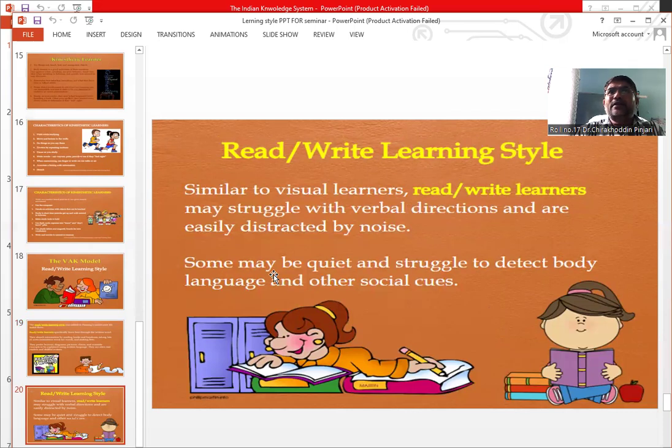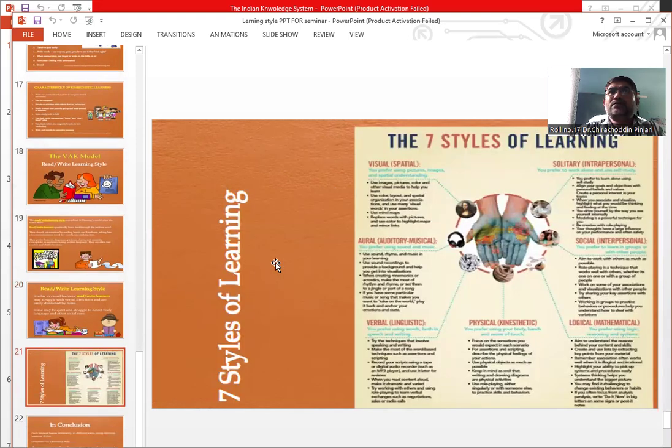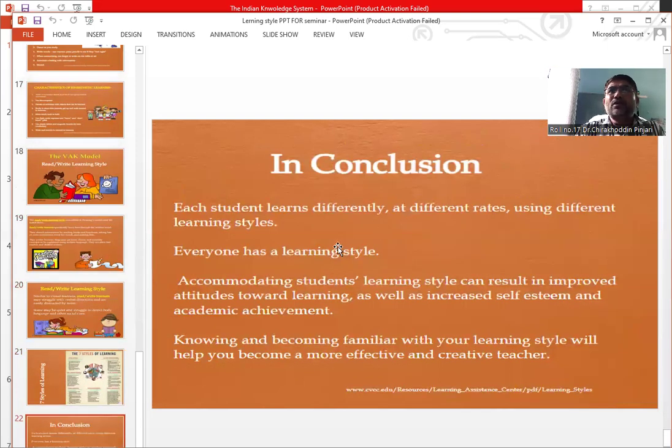Similar to visual learners, read-write learners may struggle with verbal directions and are easily distracted by noise. Some may be quiet and struggle to detect body language and other social cues. The seven styles of learning: solitary, interpersonal, social, logical-mathematical, physical-kinesthetic, verbal-linguistic, aural-auditory, musical, and visual-spatial. In conclusion, each student learns differently, at a different rate, using different learning styles.